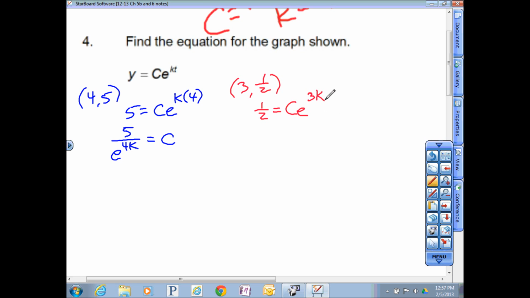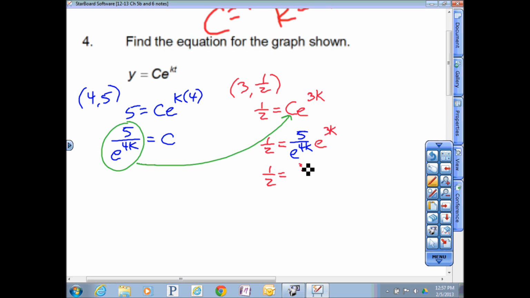And what we've just created then is 2 equations with 2 variables. So I'm going to start with this 5 over e to the 4k, I'm going to replace the c that I have in this other equation. So 1/2 would be equal to 5 over e to the 4k power, and that's multiplied by e to the 3k power. Well, which one has more k's? I think the bottom does. So what I really have now is 1/2 would be equal to 5 over e to the k power. Cross multiply, e to the k would be equal to 10. Throw in a little natural log, so k would be the same thing as natural log of 10. So I found one of the things I need.